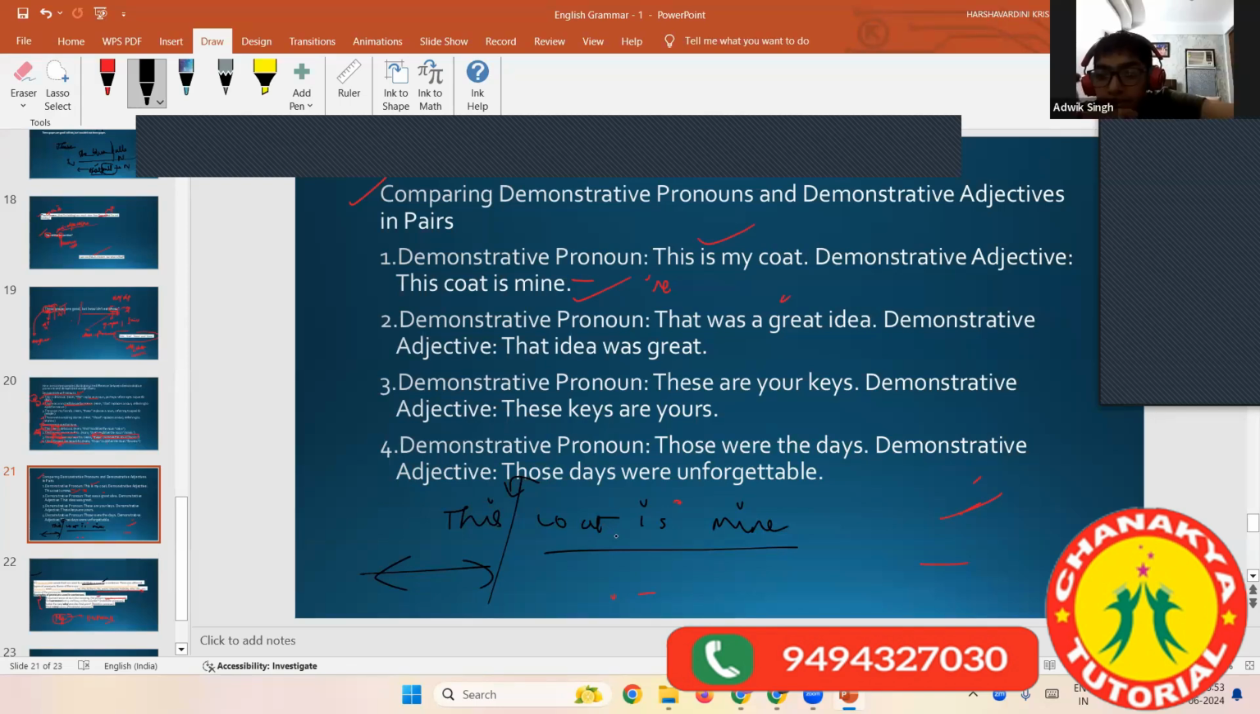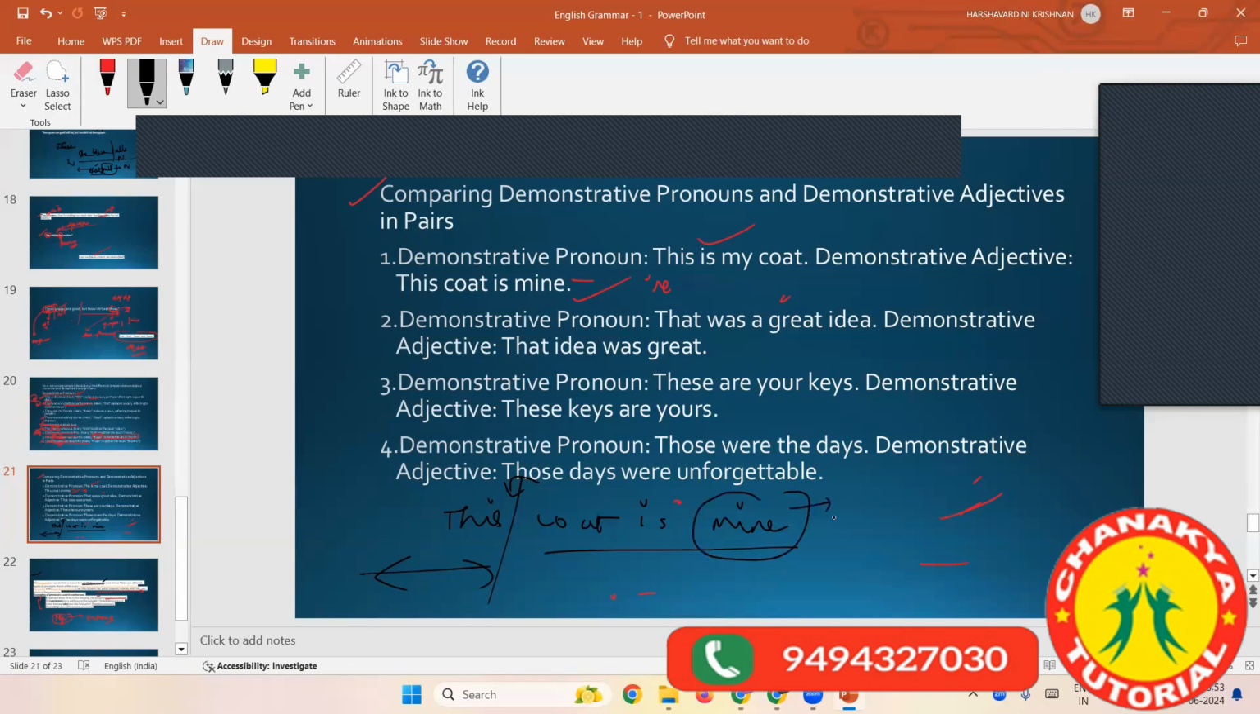Yes. In this sentence, you will be making one mistake by seeing the word mine. You will think mine means subject, so we have the noun here. We will be getting confused, but that's not the case. In this sentence, you should see this coat is mine in this way, like whatever I said to you now.